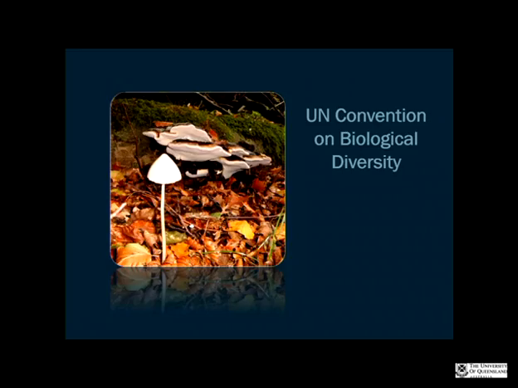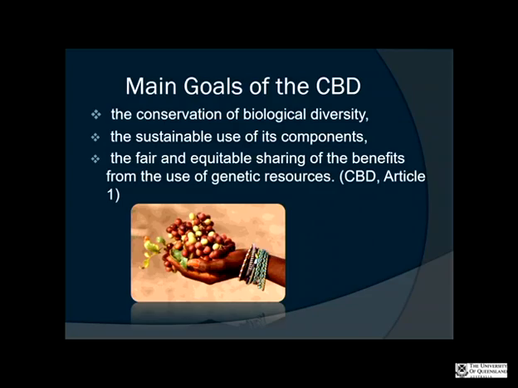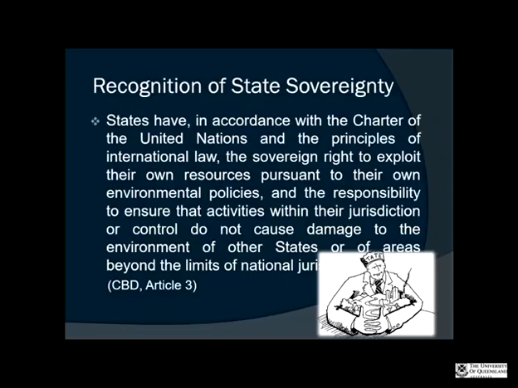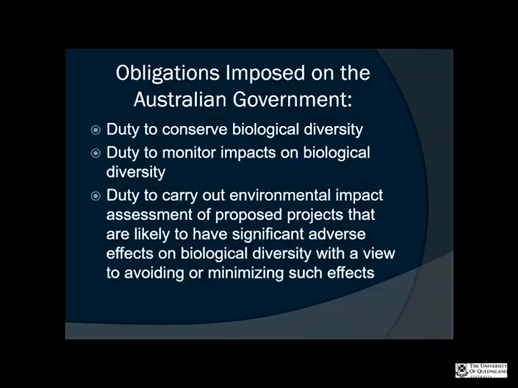The UN Convention on Biological Diversity, very similar. This is the one that looks at sustainability and conservation of biological diversity. It also has aspects of genetic resources. These are the duties that are imposed on the government, the duty to conserve biological diversity, to monitor impacts. Again, that's a sort of environmental impact assessment type thing. And a duty to carry out environmental impact assessment of proposed projects that are likely to have significant adverse effects on biological diversity with a view to avoiding or minimising such effects.